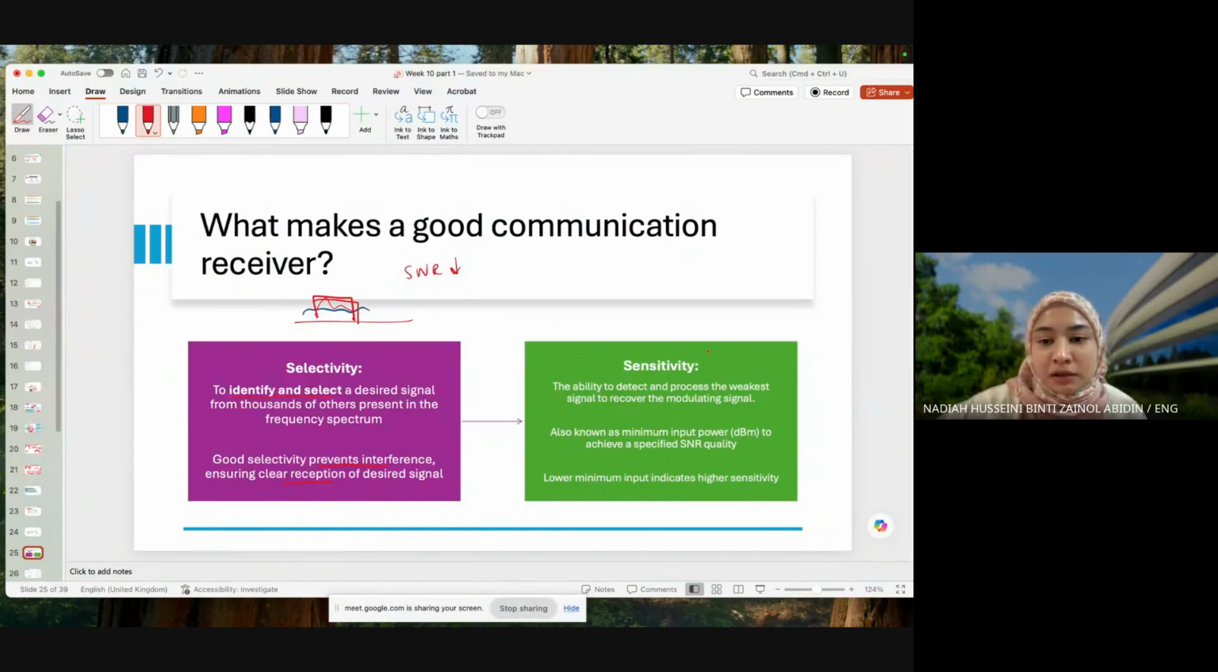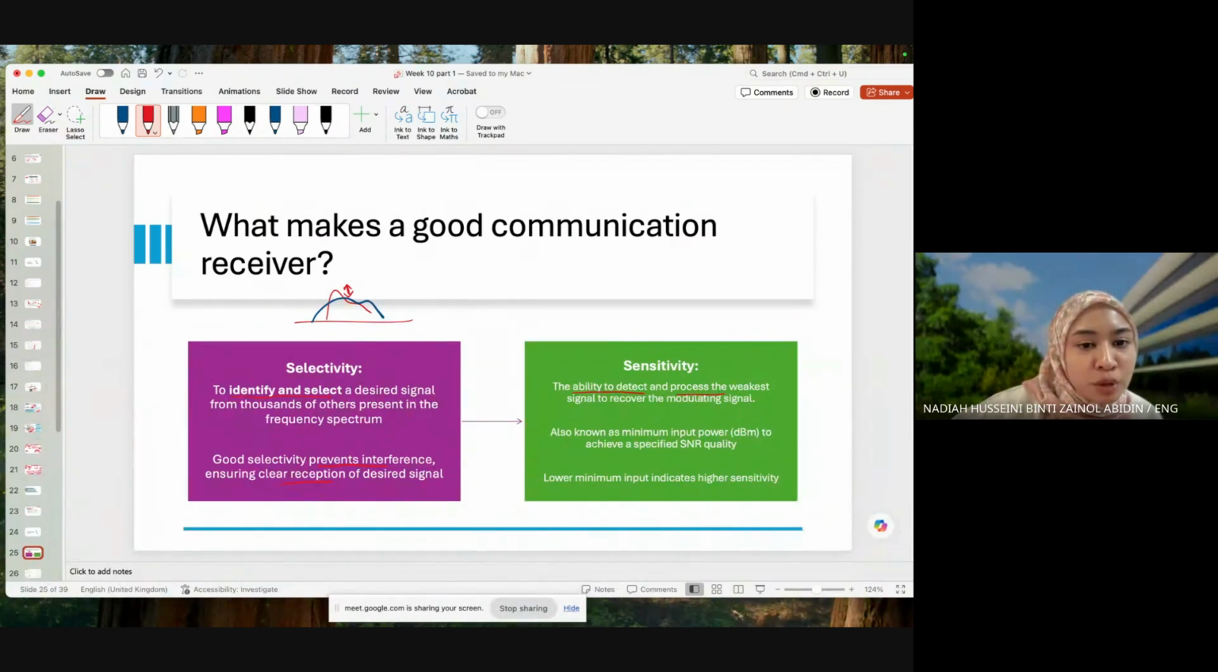Another parameter that we need to look out for is called sensitivity. It is the ability to detect and process the weakest signal to recover the modulating signal. Again, back to this scenario, if we are transmitting a signal, our signal looks like that, and our noise looks like this, what is the minimum that we need for our receiver to actually process the signal and not declare it as noise?